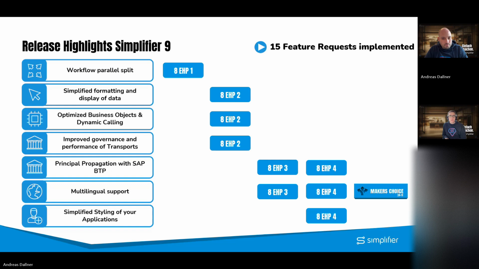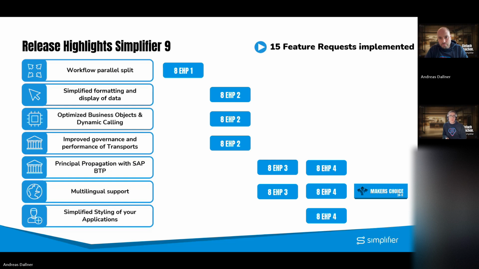Looking back at the past EHP releases since the last Simplifier major release, which was Simplifier 8, we have these highlights. The first one is the workflow parallel split. With this, in the workflow we're able to execute 2 or more workflows in parallel inside one parent workflow, which means you can have several user tasks active at the same time. That's what we released with the first enhancement package for Simplifier 8.